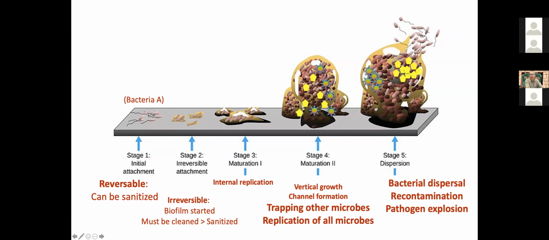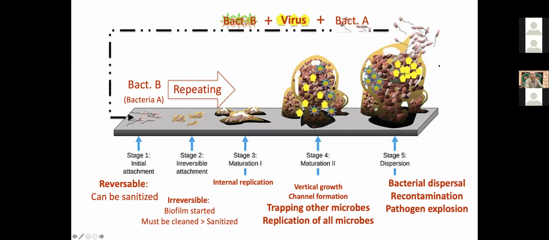And not only that, as it begins to mature, depending on what foodborne illness has gotten into the biofilm, they can replicate as well. So unfortunately, when you get into this dispersion phase, not only do you have the first bacteria you started with, but you could also have viruses and bacteria that are now re-entering your system and repeating this process.